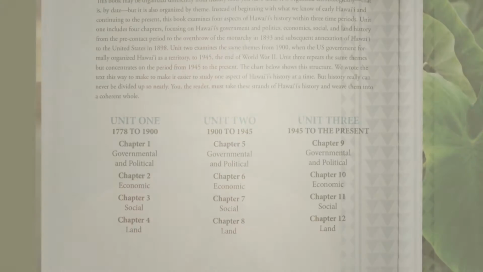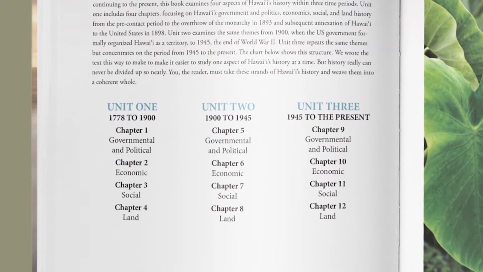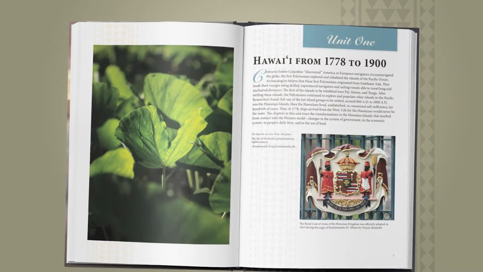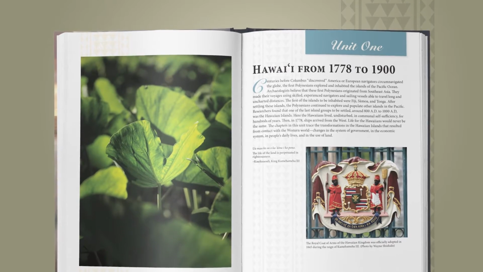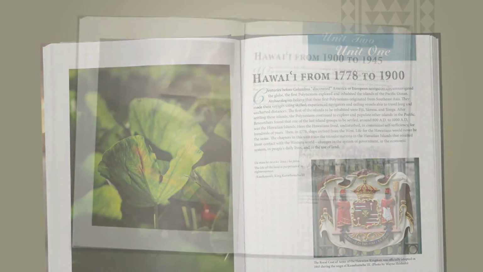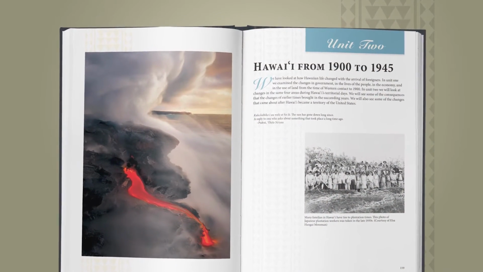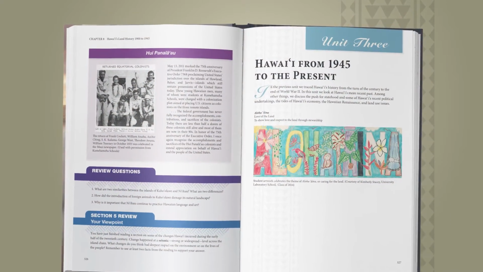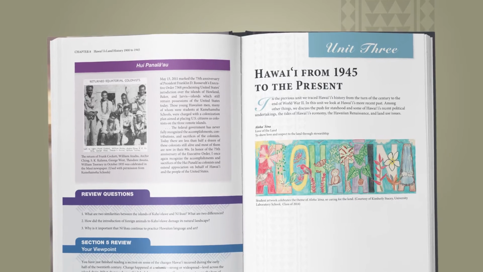We want students to understand how the past impacts the present. So we decided to examine Hawaii's political, economic, social, and land history across 3 different time periods. This organizational structure allows teachers to concentrate on a single theme or to address several themes across several periods of time. We believe this approach helps students connect the past to the present.